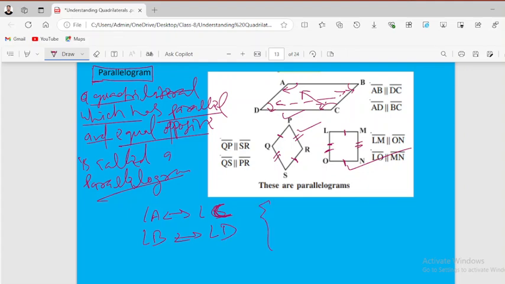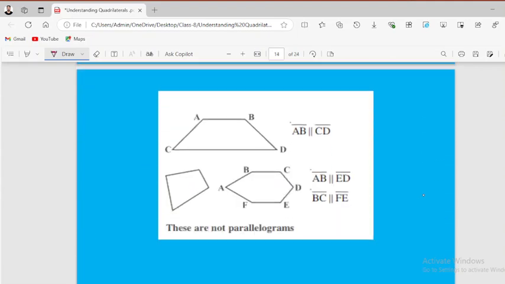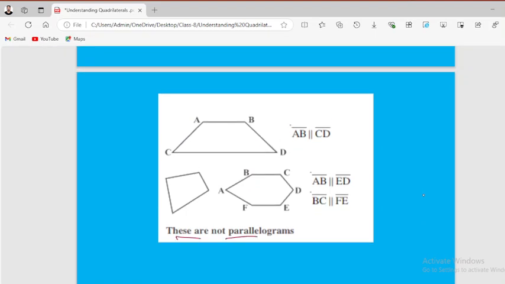Okay, and what about the diagonals? Join AC, so AC is a diagonal, and BD is a diagonal. So there are two diagonals in a parallelogram. Is it clear? Now after that, in this figure, these are not parallelograms.